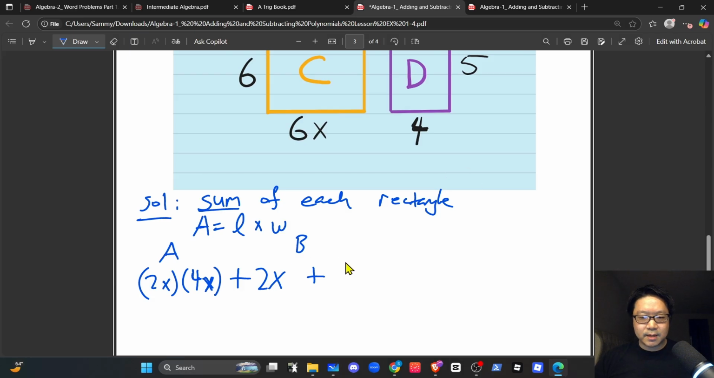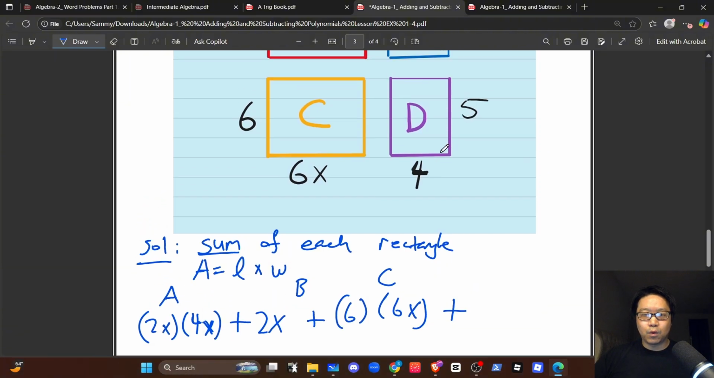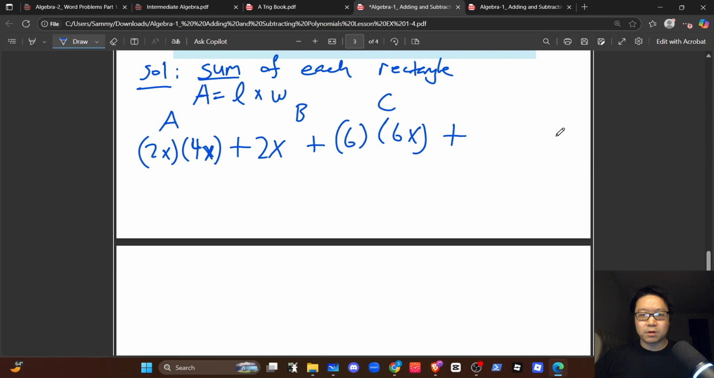So we're going to multiply 6 and 6x. And then we're going to add the area of D, which is 5 and 4. 5 times 4, which is 20. That's your rectangle D. So all we have to do then is to simplify. So 2x times 4x is going to give us 8x squared. 2x we can just leave as itself. 6 times 6x is going to be 36x. And then we have plus 20.